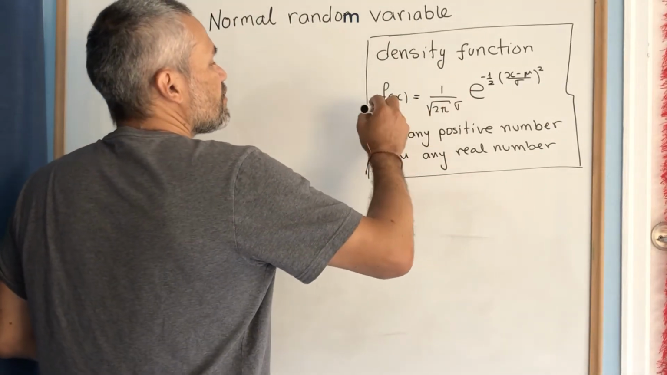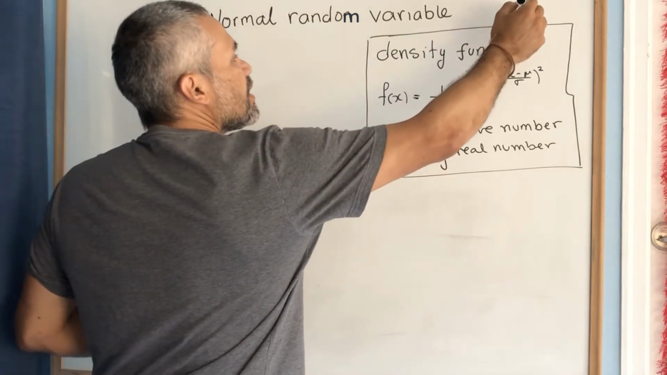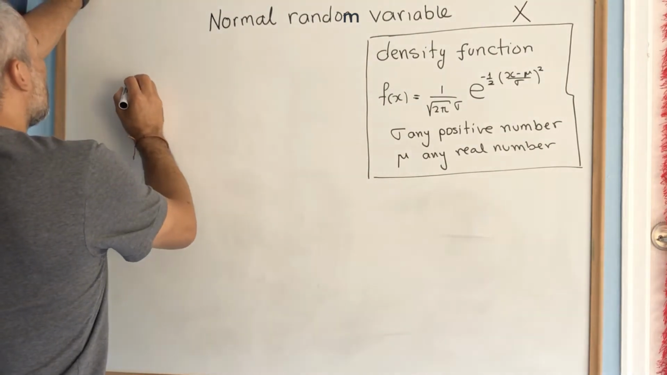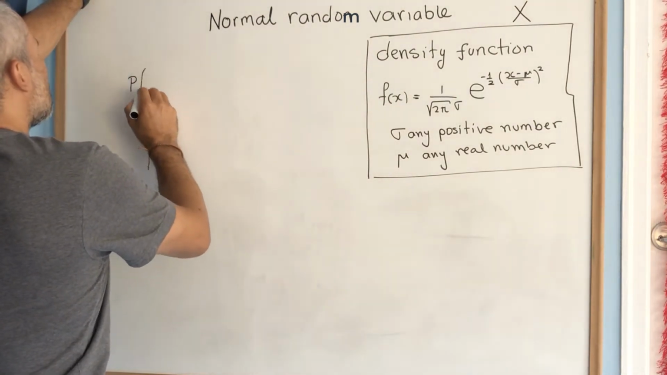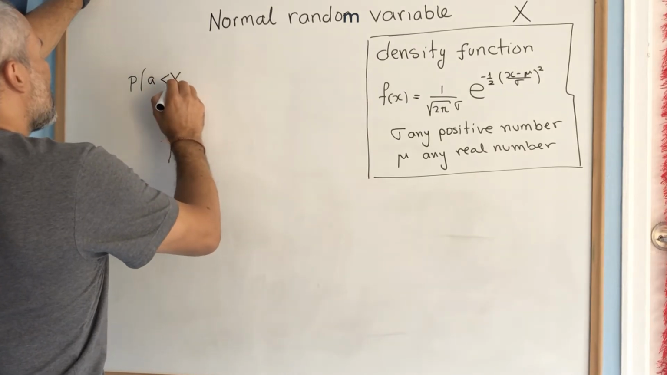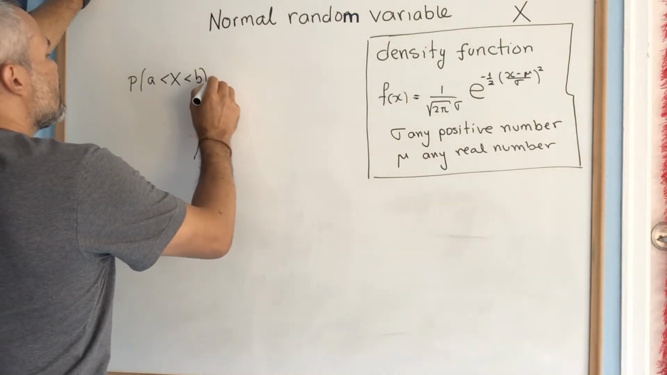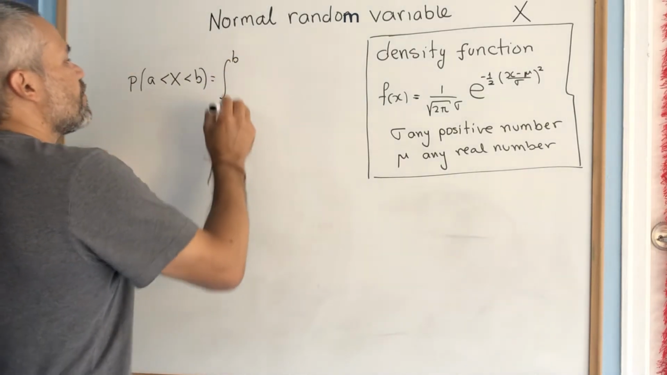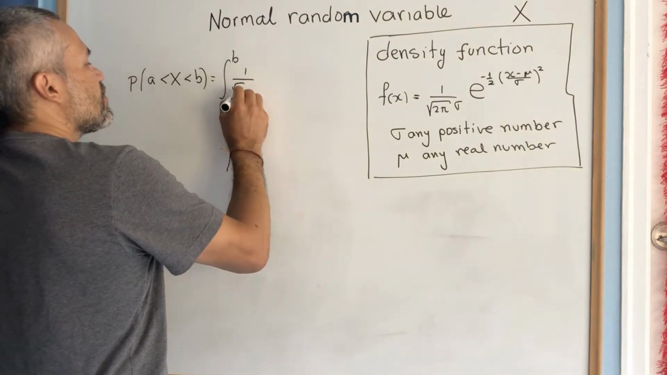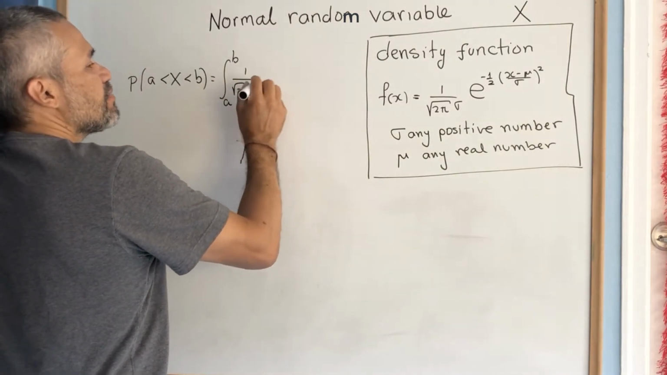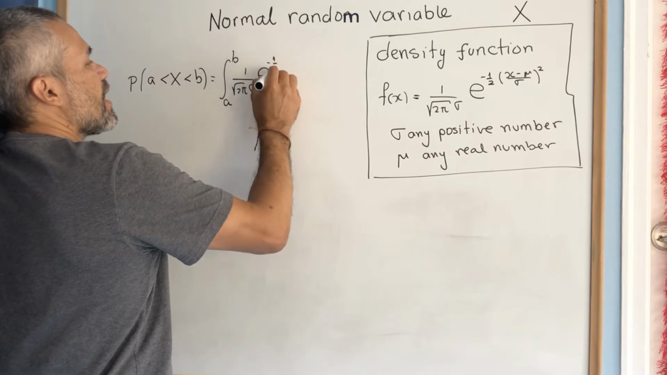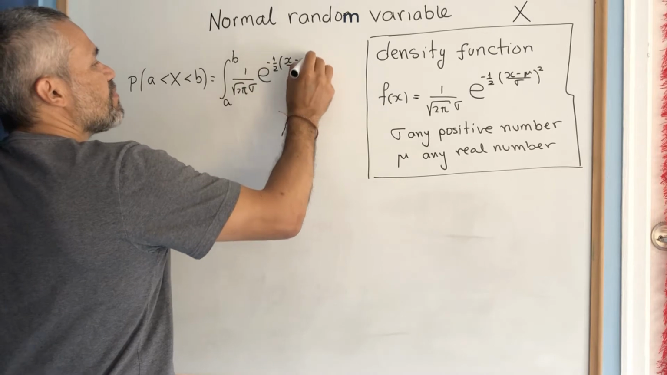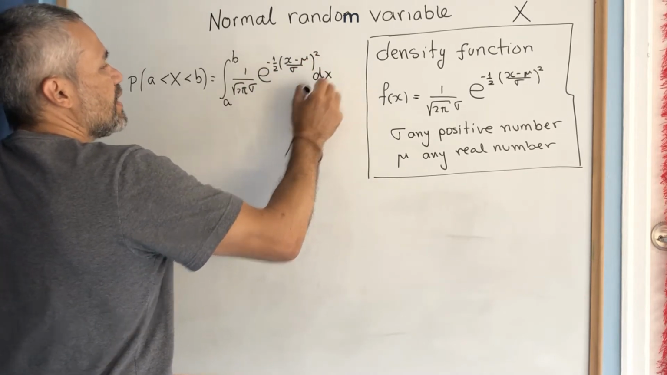Let's suppose that this random variable is denoted by capital X. Then the probability that X is between a and b, by definition, is just the integral from a to b of 1 over the square root of 2 pi sigma, e to the negative 1/2 (x minus mu over sigma) squared, dx.